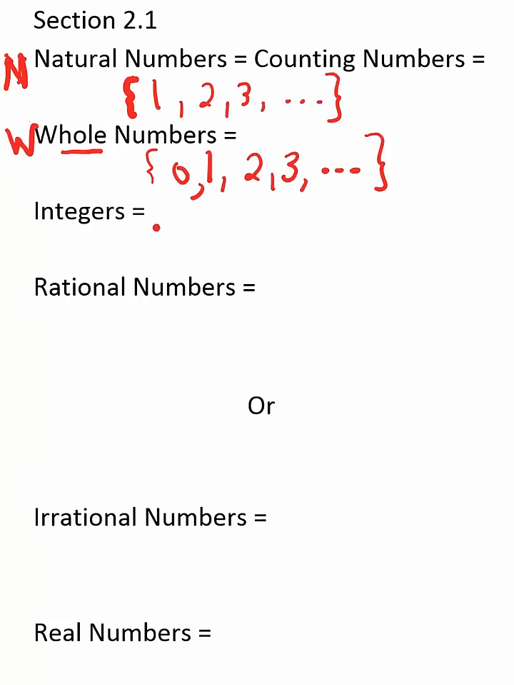The integers are all of the whole numbers, as well as all their opposites. And the opposite of 0 is 0. The opposite of 1 is negative 1. The opposite of 2 is negative 2. And I need to get my 3 dots in here. And so on. So there is no smallest integer, nor is there a largest integer.